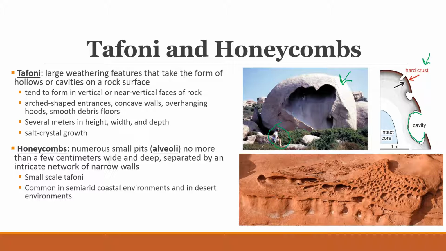Honeycombs are small tuffoni. Numerous small pits, no more than a few centimeters wide and deep, separated by an intricate network of narrow walls. Sometimes honeycombs are called alveoli. They're similar to the pockets in our lungs. And so here's an example. I don't have anything here for scale, but I took this photo in Grand Staircase Escalante, and these smaller tuffoni over here are probably like 1 to 2 inches in diameter.